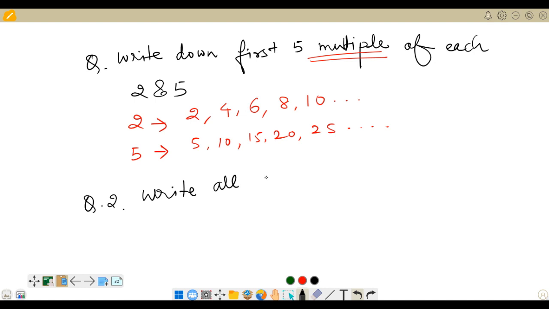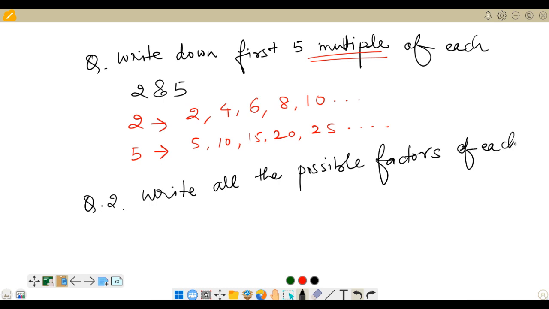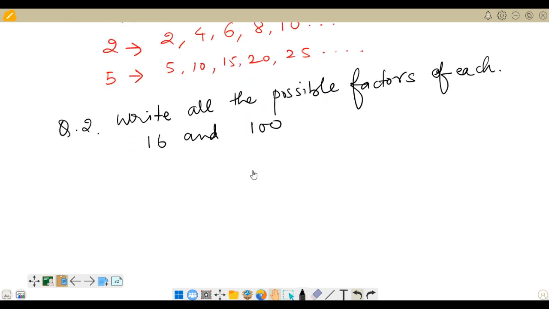Okay, now next question. I'm going to write all the possible factors of each. The numbers are, let's say, 16 and let's say 100. By which numbers can 16 be completely divided?